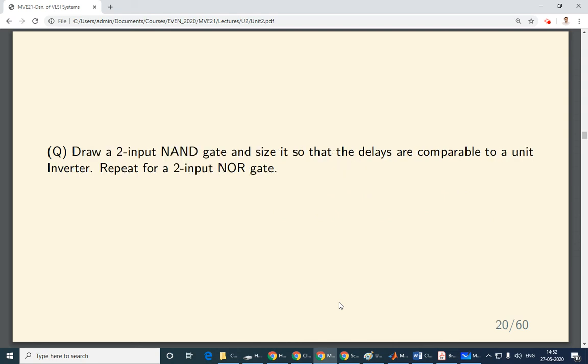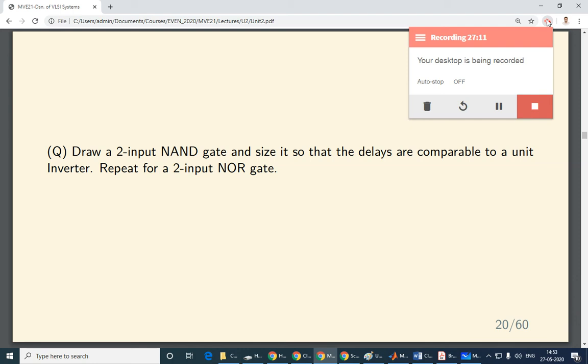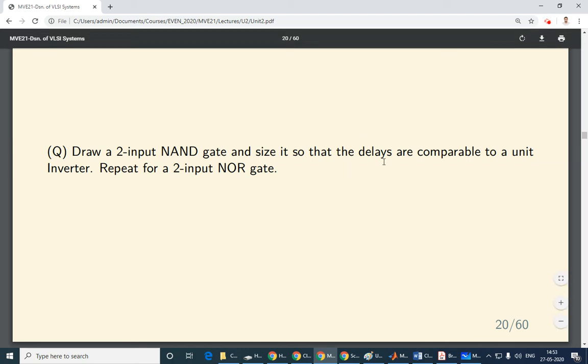Now, first question, we cannot always live with an inverter, we need some more complex gates also. So let us first look at sizing of gates. We have many other gates. Generally we will work with NAND gate, NOR gate, etc. From now onwards, since we are talking about delay, there is no concept of delay without the sizes. So we have to find out the sizes of these transistors. And this is a very important statement: size it so that the gate delays are comparable to a unit inverter.